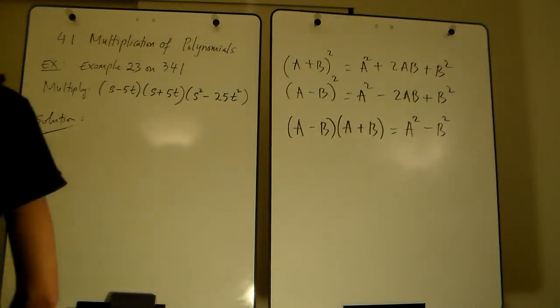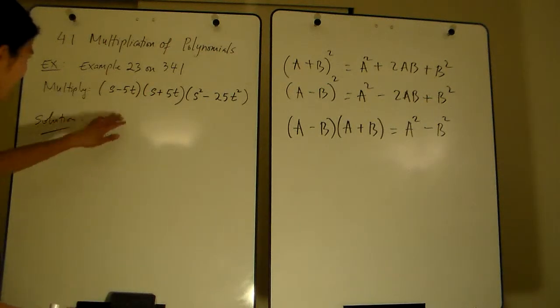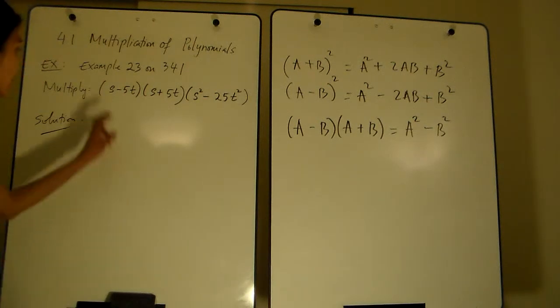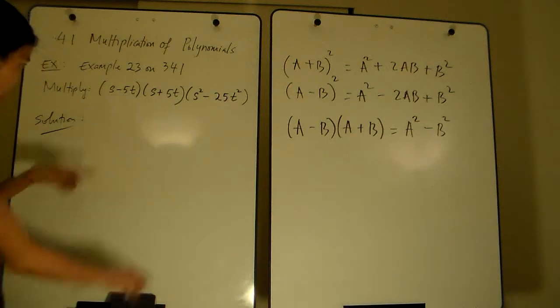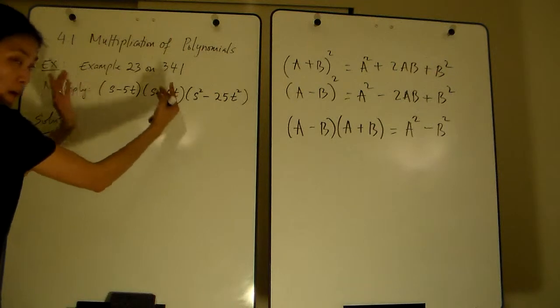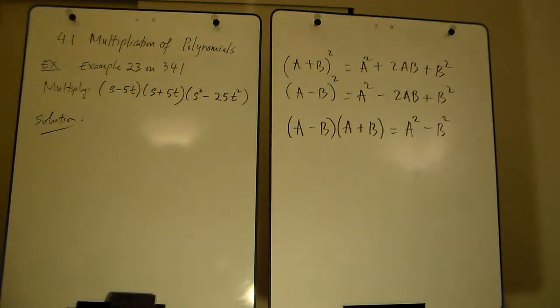This is example 23 on page 341. Alright, multiply these three polynomials. Again, your choice, you can distribute across. Take each term inside the first parenthesis, multiply it to each term in the second parenthesis. When you get the result, take each term of the result you got, multiply it to every term inside the third parenthesis.